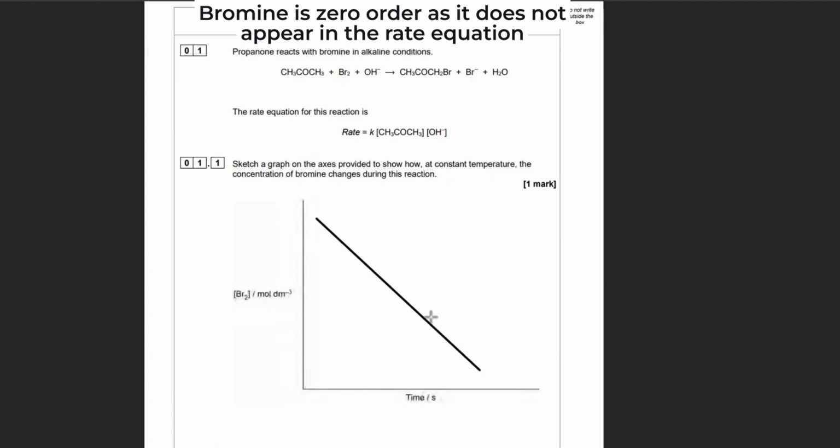And this is the sketch for concentration against time for a zero order reaction. The gradient stays the same all the way down, which means the rate, the change in concentration over time, is staying the same all the way down. It's zero order. Okay, that should get you a mark if you got it. Well done, and let's move on.